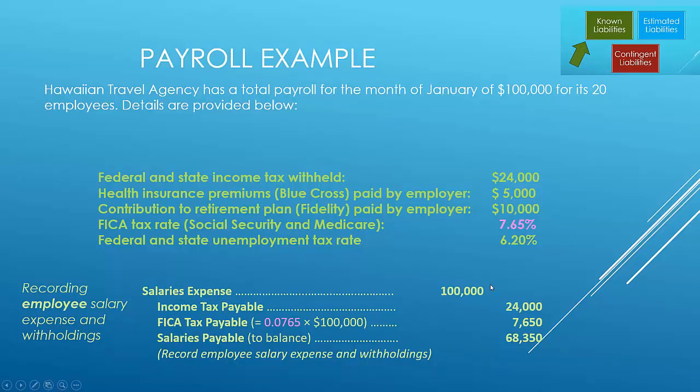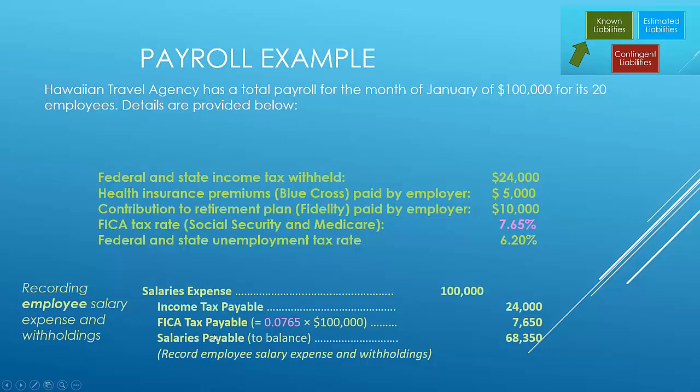They have salaries expense of $100,000. Remember, that's what they were paying their employees. And what do they do with all of this? So part of that money is going to be put into an income tax payable account, because that's the amount of federal and state income taxes that the employer withheld on behalf of the government, and so they have to withhold that from you and then pay the government. So that goes into an income tax payable account.